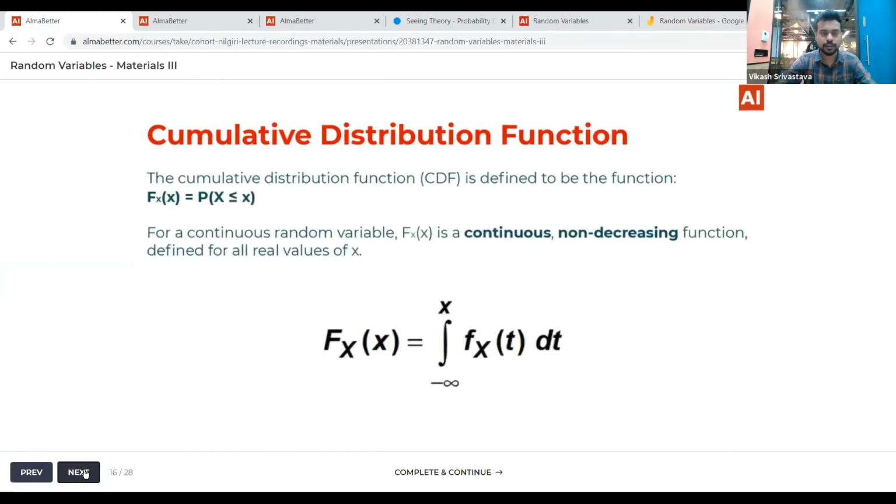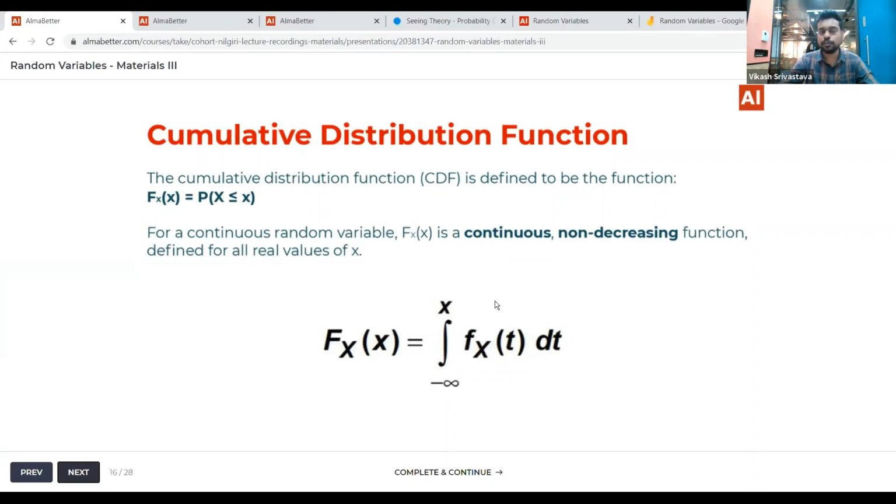Okay, so let's move ahead. Now talking about the cumulative distribution function. Again, here also in the case of a continuous random variable, we can define the cumulative distribution function in this particular manner. Capital F of x is defined as the integral from minus infinity to x. In this way we define it.